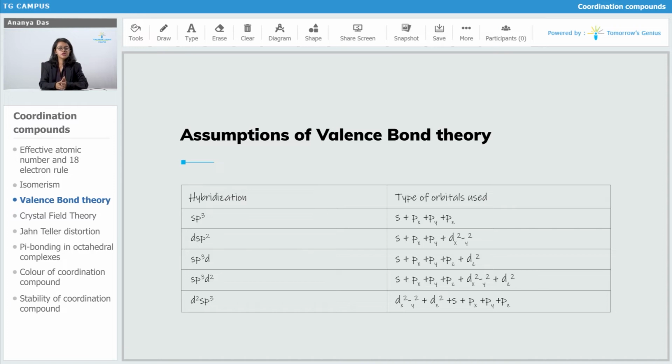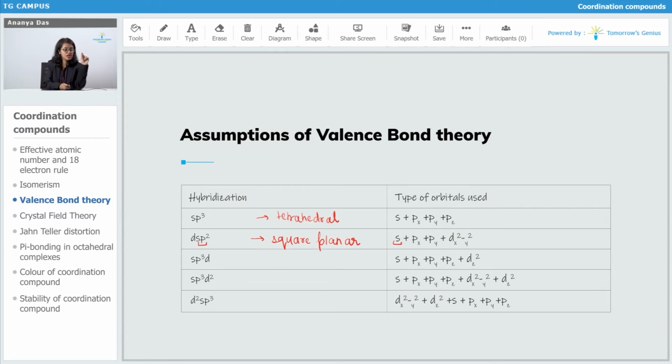Like we talk about sp3. sp3 is tetrahedral. In its case, the s orbital, the px orbital, the py orbital and the pz orbital hybridize together to give sp3. dsp2 is square planar. In the square planar, the s hybridizes, px hybridizes, py hybridizes. Okay, there is no pz because you can see there is only p2. That means only 2 p orbitals are getting hybridized.